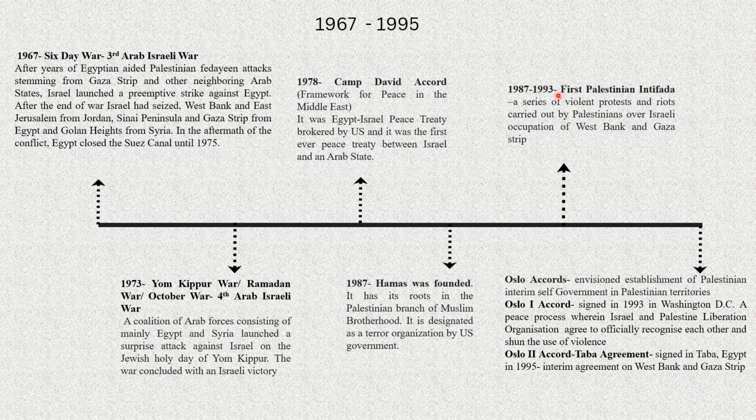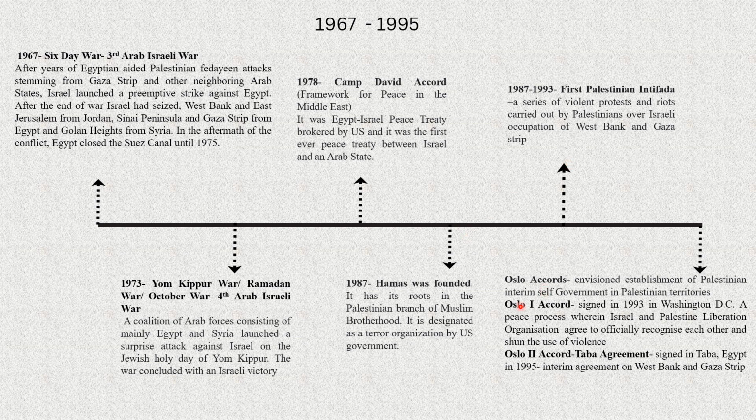Next comes the 1987 to 1993 period, and this was the period of the First Palestinian Uprising. It was a series of violent protests carried out by the Palestinian people against the Israeli occupation of the West Bank and Gaza Strip.